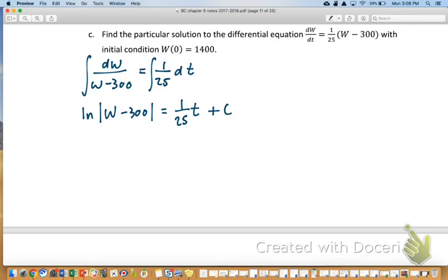Okay, so once you've done your antiderivatives, say something like this. This is a classic case where people don't recognize the natural log on that left-hand side. So make sure you're not one of those folks. Take your time.